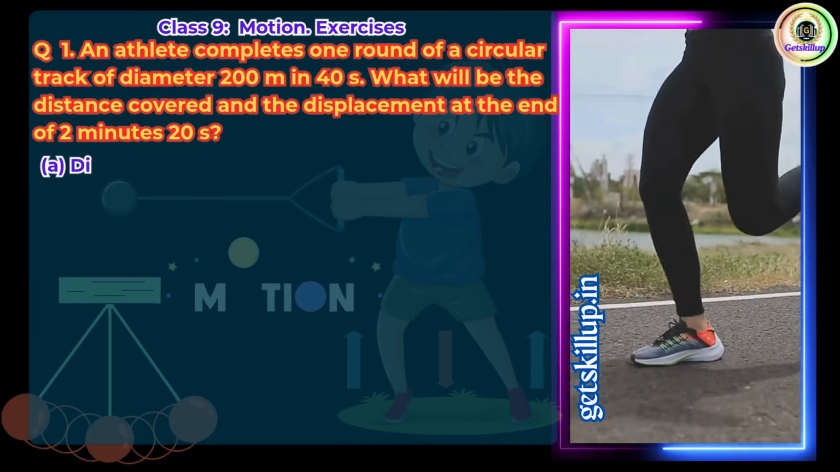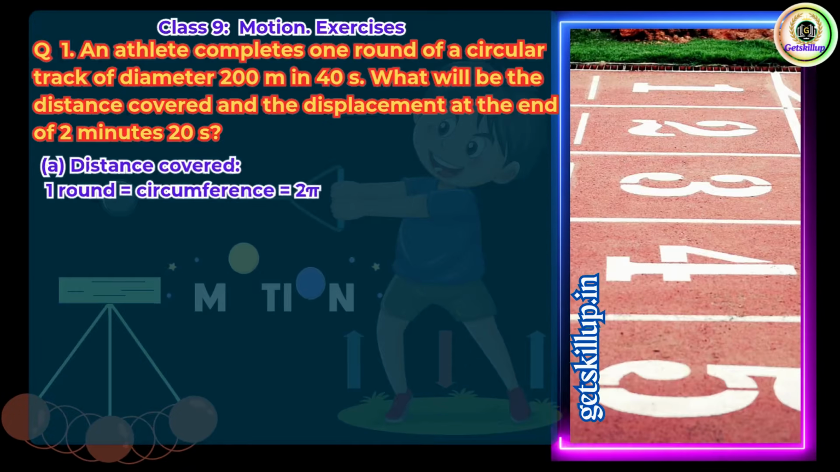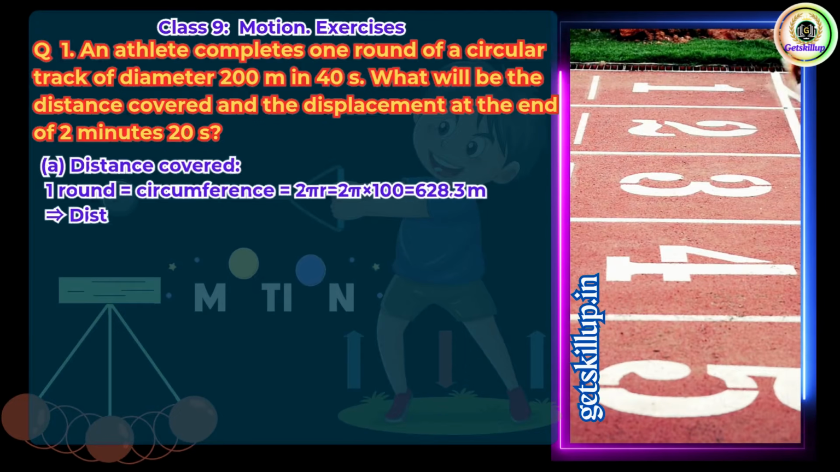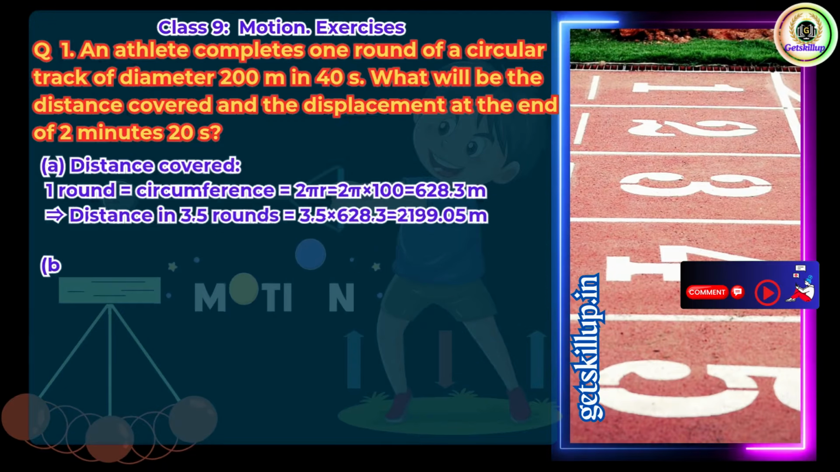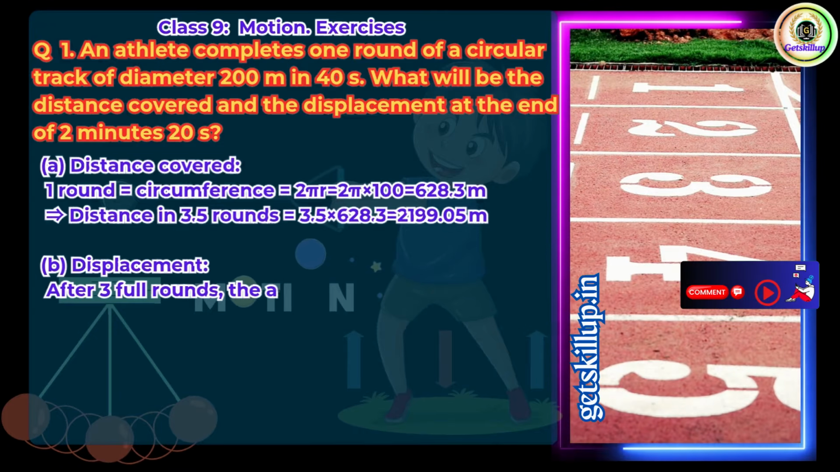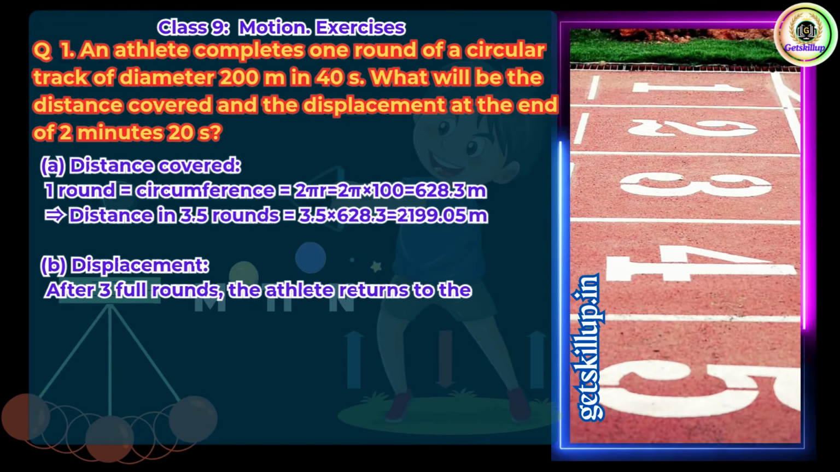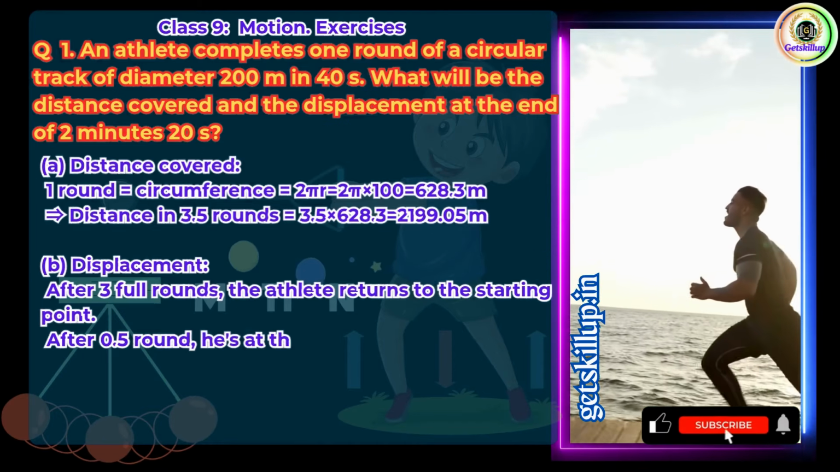Distance covered. One round equals circumference, which is equal to 2 pi r, which is 2 pi into 100, which is equal to 628.3 meter. Distance in 3.5 rounds is equal to 3.5 into 628.3, which is equal to 2199.05 meter.